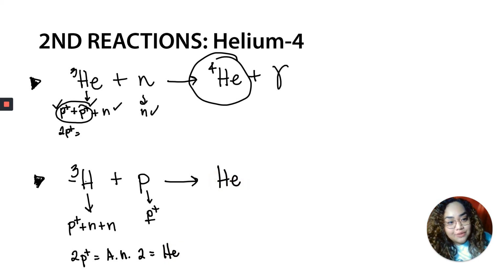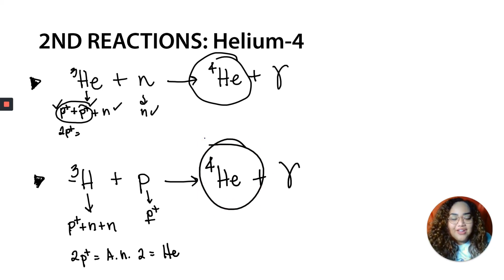Now let's determine the mass. You just have to add all of these. So you have 1 here, another here, another here, another here. So that's 1 plus 1 plus 1 plus 1. You'll get helium-4 plus gamma. So you have another helium-4.